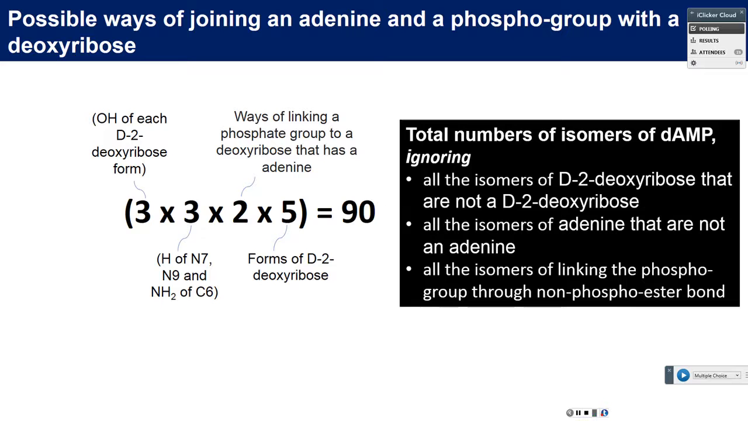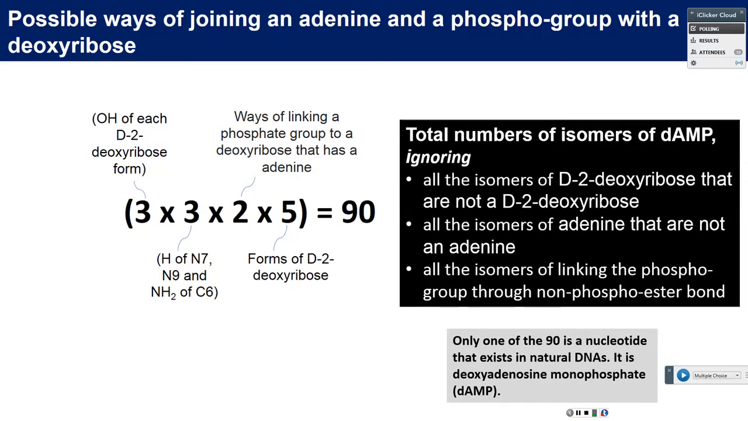Those isomers, a lot of them actually can be formed in the same test tube if you want to make the adenine from scratch, right? We also ignore all the isomers of linking the phosphate groups through non-phosphoester bonds. And we have already said that only one of the 90 is a nucleotide that exists in natural DNA. So this is why we're talking about both the homochirality problem and the homolinkage problem, right?